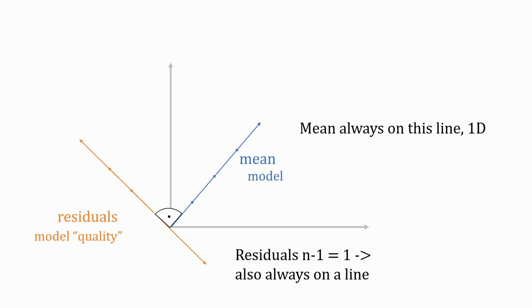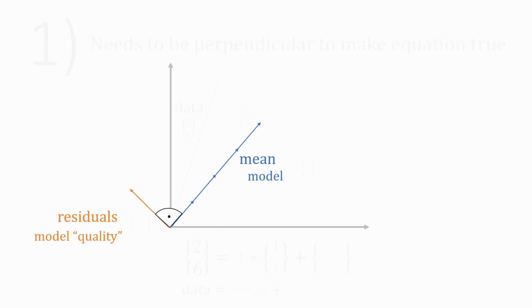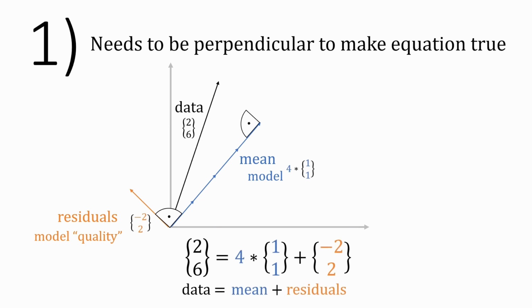The next question you might ask is, why do the residuals need to be perpendicular to the mean vector? The easiest and also laziest answer is, well, there's just no other way. Remember when we drew the data vector and the mean vector, there was just no other possible vector to make the equation data equals mean plus residuals true other than the one perpendicular to the mean. And it must be true because we calculated the mean based on the data and put everything into the residuals vector that was not already accounted for in the data by the mean.